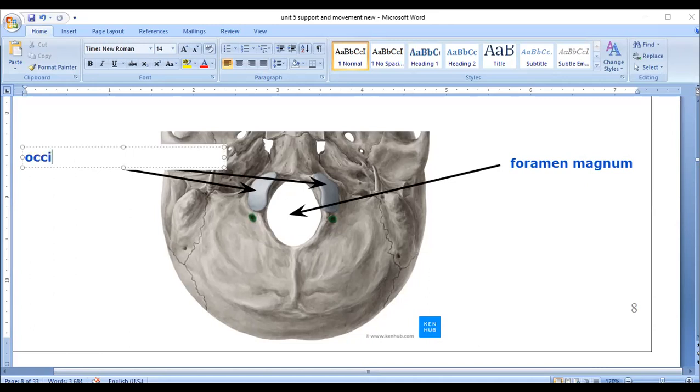Occipital condyles. So how many occipital condyles are there? Two. Two occipital condyles are there. Occipital condyles are articulating with the atlas vertebrae and contributing the nodding movement. Clear? Clear, sir. Good.